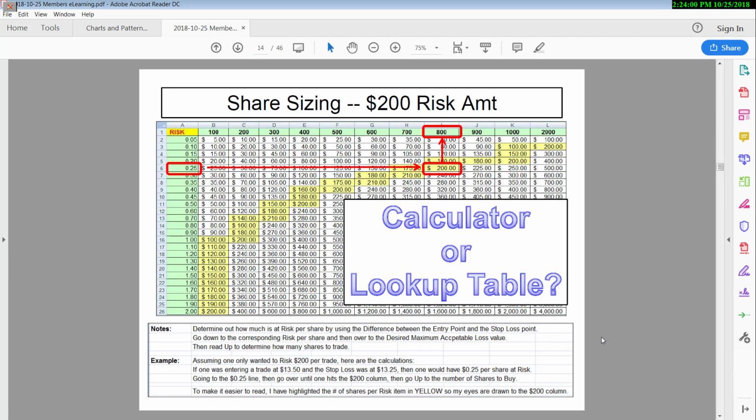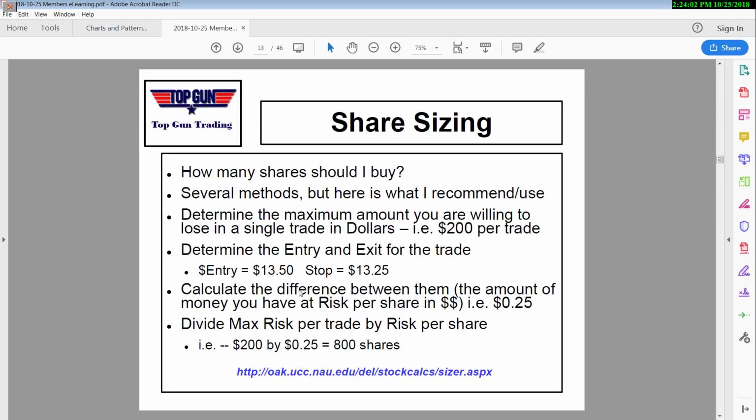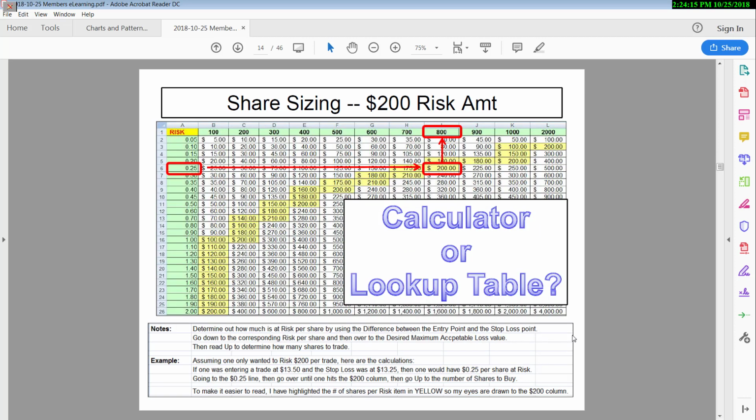All right. And, by the way, there are quite a few times where I look at an entry, stop, look at the calculation and realize that it's not going to be enough for me to make any money. So I move on to the next trade. You can use the calculator, or you do like I do and use a lookup table.